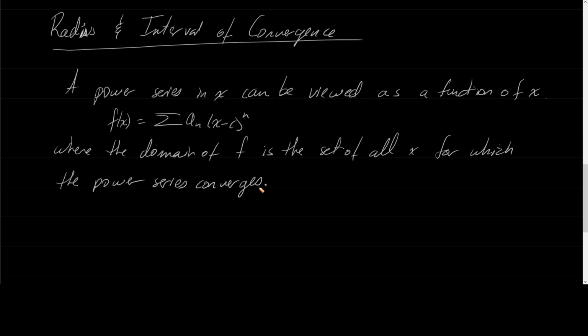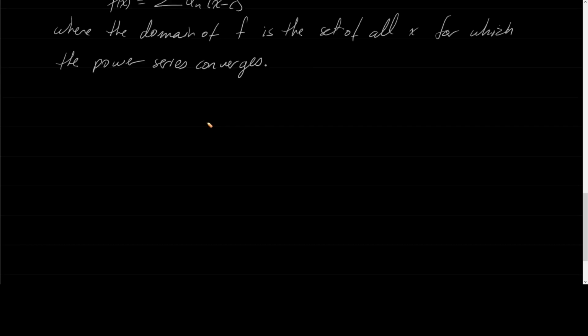So when we're talking about the radius and the interval of convergence, what we're essentially talking about is the domain of the power series. And what does that mean? Well, we're looking for the domain of a power series. What that's saying is, what are all the possible values of x that we can plug into a power series so that we can still have a convergent series? All right. So let's see how we would do that.